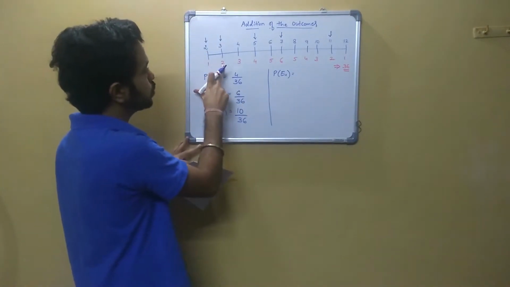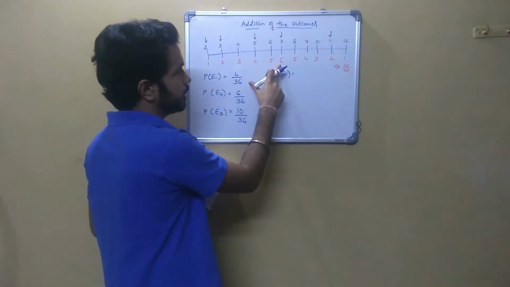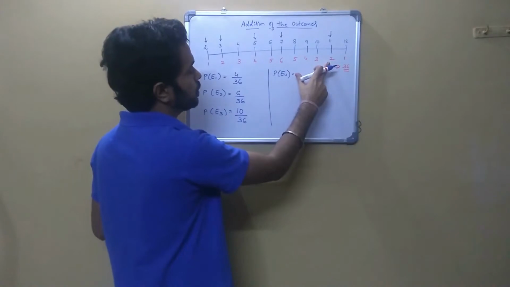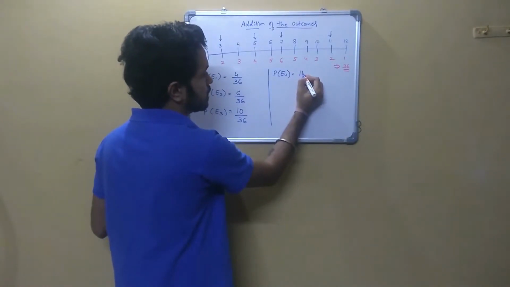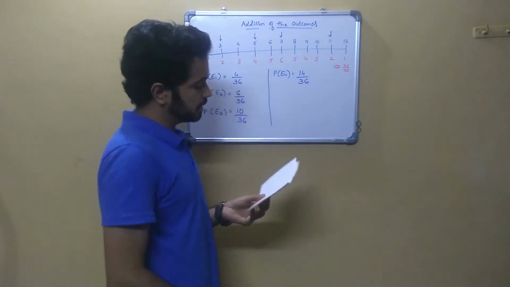So how many outcomes? 2 plus 4 is 6, plus 6 is how much? 12, and 12 plus 2 is how much? 14. So my answer is 14 out of 36. Let's see the next one.